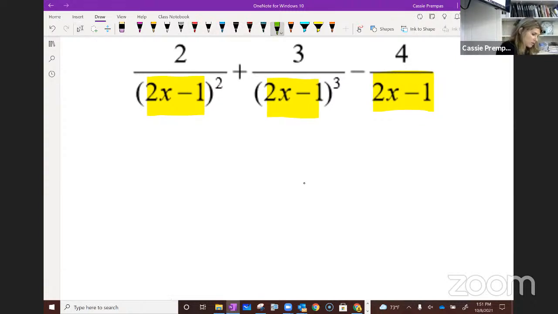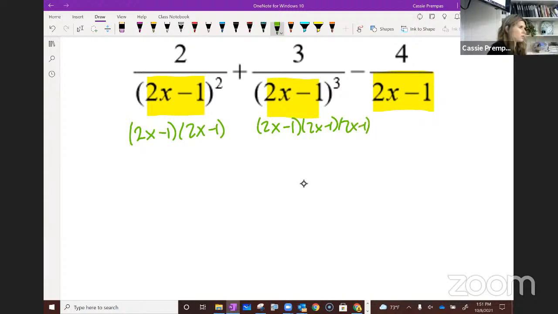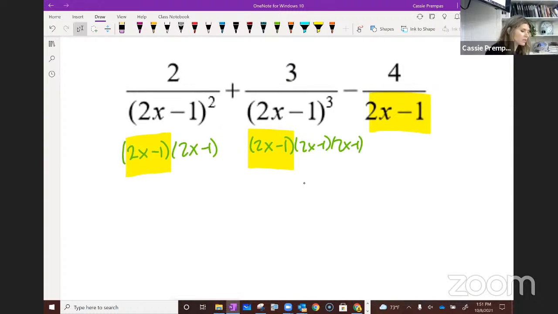2x minus 1 squared is really 2x minus 1 times itself. This is really 2x minus 1 times itself, and this is just 2x minus 1 times itself. They all share 2x minus 1. I could see they share it here, they share it here, and they share it here. It's like saying they all share a factor of 4. So I'm not going to just multiply them all by each other. That would not create the least common denominator. I have to determine what is missing.